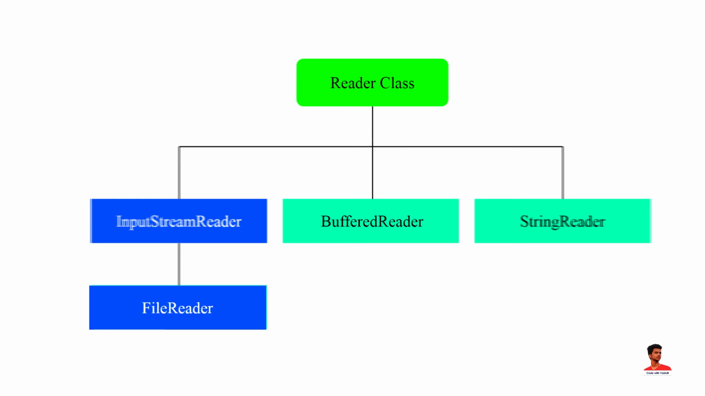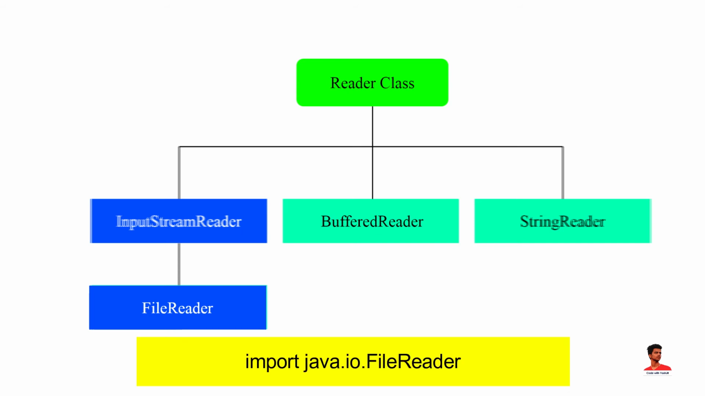The FileReader class of the java.io package can be used to read data from files. It extends the InputStreamReader class. In order to create a FileReader, we must import the java.io.FileReader package first. Once we import the package, we can create the FileReader.